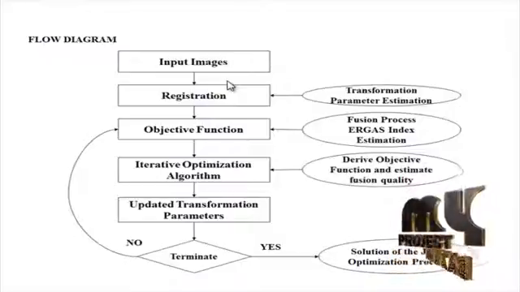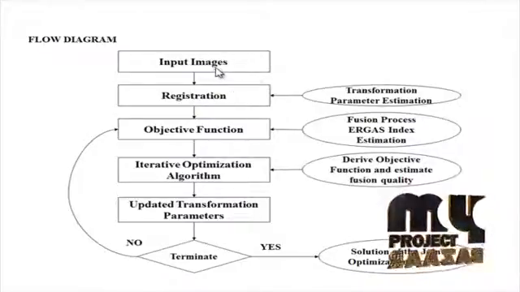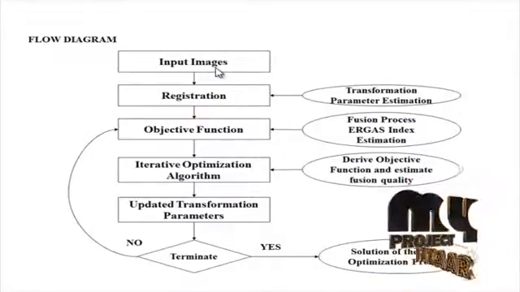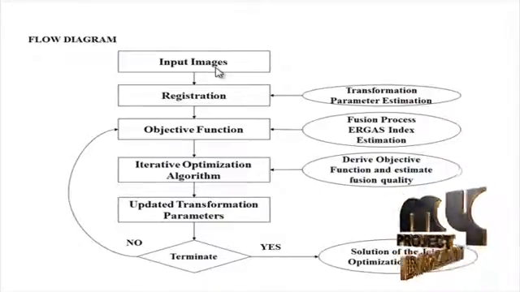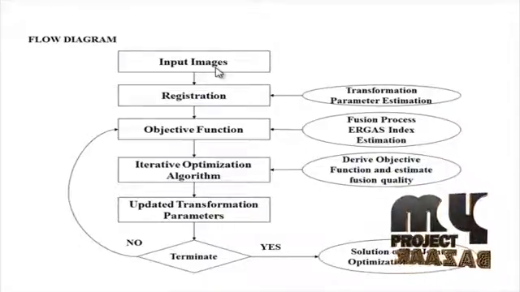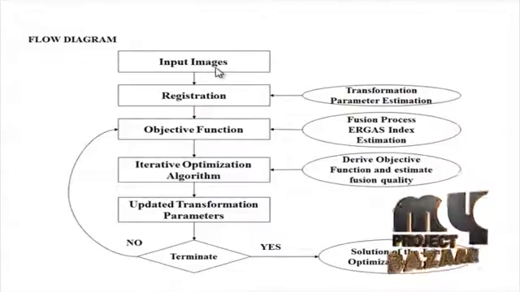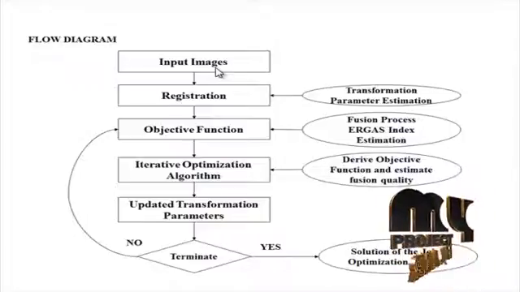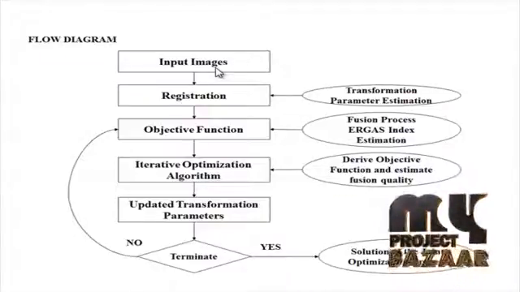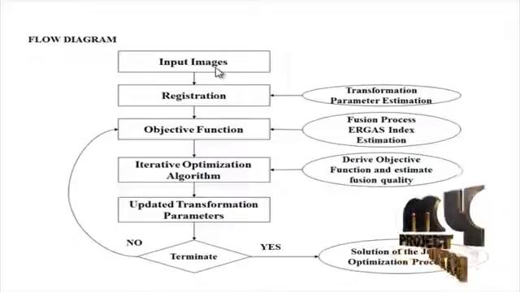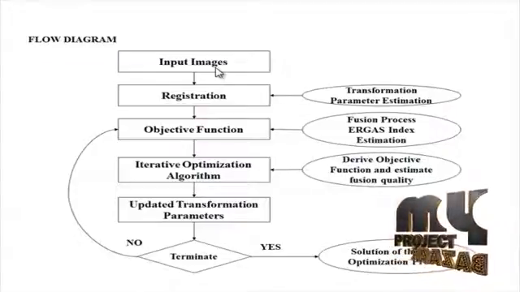Let me discuss the flow diagram for our process. Initially, the input images are taken. Here, the multispectral image and the panchromatic image are collected. The multispectral image contains many bands and has high spectral resolution. The panchromatic image has high spatial resolution. When the images are fused, the resulting image contains both high spatial and high spectral resolution.